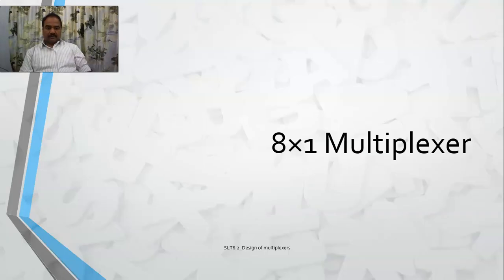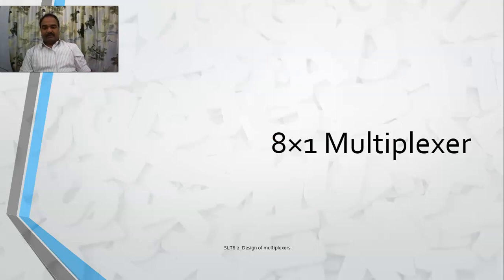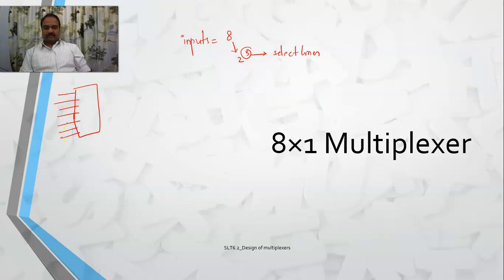Understand? Now similarly, an 8 by 1 multiplexer. As already told, in the 8 by 1 multiplexer, how many inputs will be there? There will be 8 inputs, right? If you take it as a power of 2, you can write it as 2 to the power of 3, so 3 select lines will be required. So your multiplexer will look just like this, with inputs A0, A1, A2, A3, A4, A5, A6, and A7.